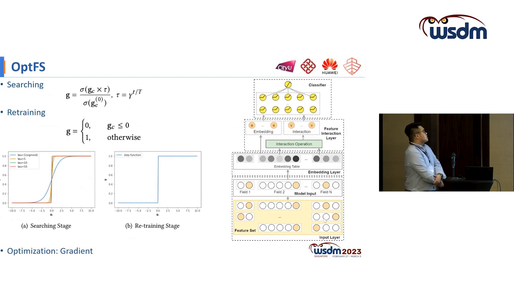And in the search stage, the gate is generated by this equation. In fact, this g_c is continuous, and this g is a normalized L0, just like this. And for retraining, the decision g is made from this continuous g based on whether it is less than zero. In this way, by this continuous selection, we could conduct the optimization by gradient descent.